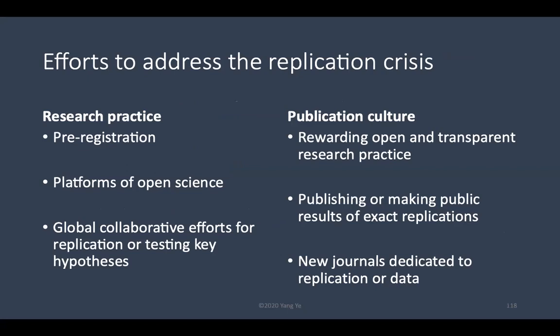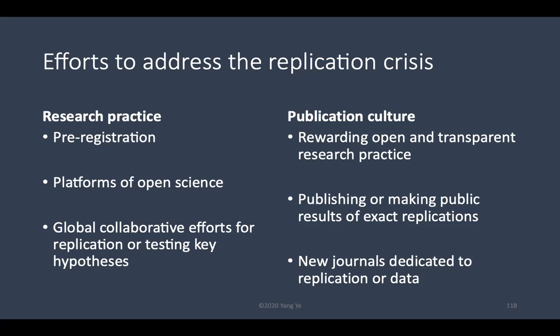There have been a lot of efforts to address this replication crisis and to promote open science. Nowadays, a lot of journals will encourage you to pre-register your study before you conduct it. You pre-register your hypothesis, and you cannot change it afterwards. Right? There are also more platforms of open science where people share their results and their study materials. There are also more global efforts for replication, exact replications among PhD students, or to test key hypotheses. There was just a new paper coming out where they crowdsourced the testing of key hypotheses, which is quite interesting. I'll share the paper in the folder.